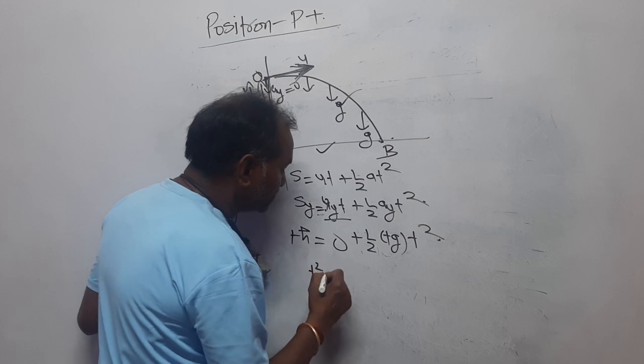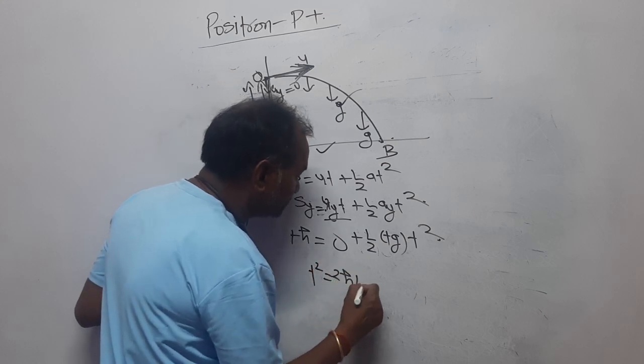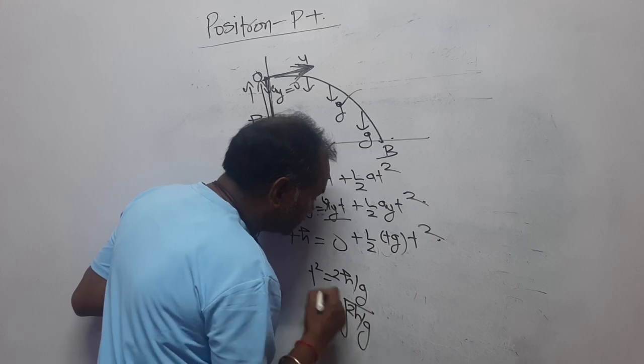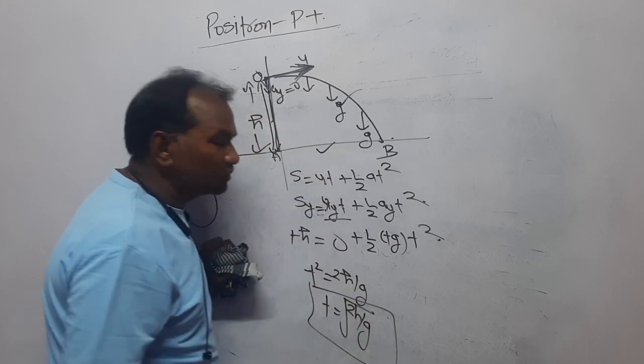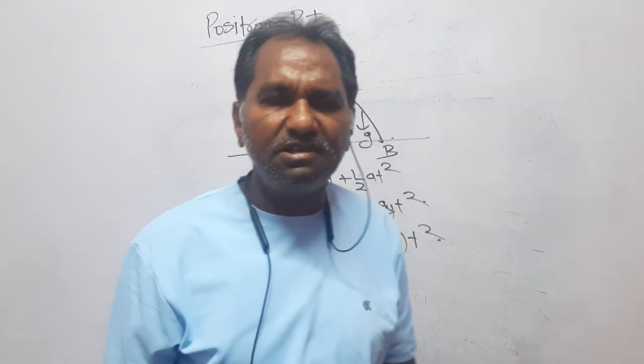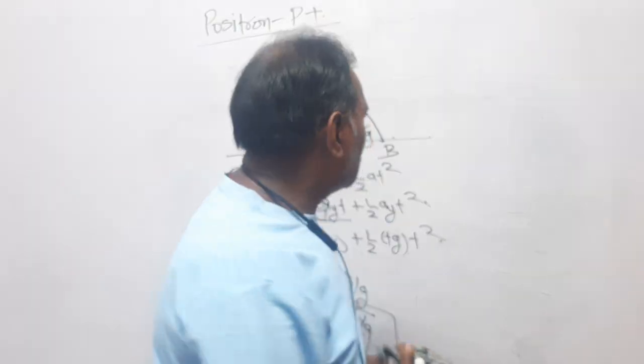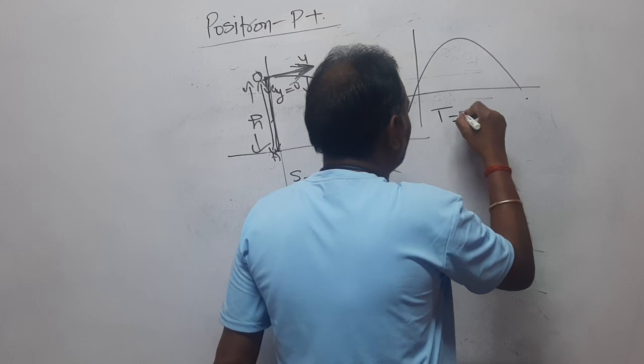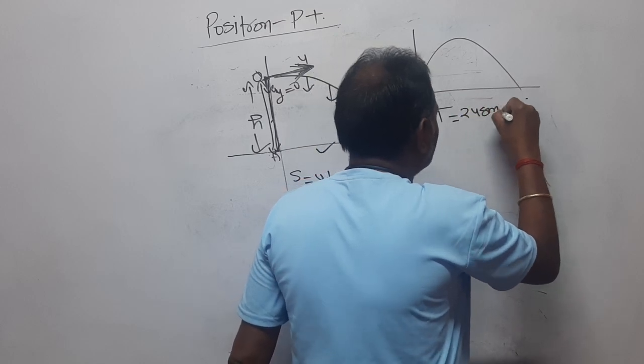In this way you will get t square equal to 2h upon g, or t is equal to root 2h upon g. In this way, time of flight works out to be t is equal to root 2h upon g. It means in that case, when your projectile was like this, you found the time of flight t is equal to 2u sin theta upon g.